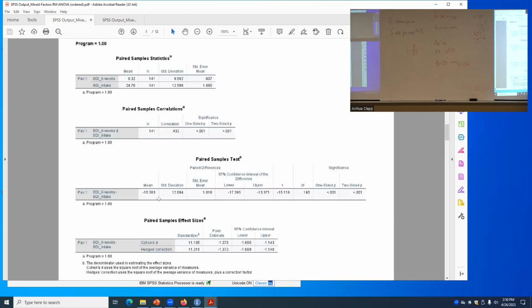Now it talks about Hedges correction. This is for small samples. We've got like 100 and some people in here. We don't need to worry about that, right? Yeah, Mandy. I think this might be wrong, but did we talk about Glass's delta?